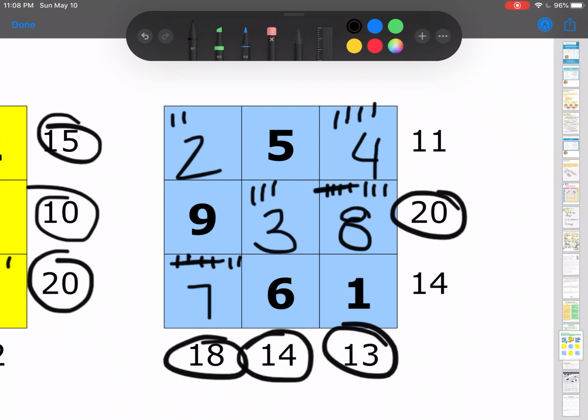And if you want to double check my work, you can start adding these to the ones that I haven't done yet. So 5 plus 2 plus 4 is 11. And 7 plus 6 plus 1 is 14. Alright, I'm going to keep going here.